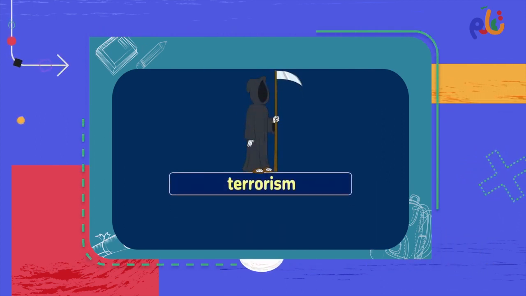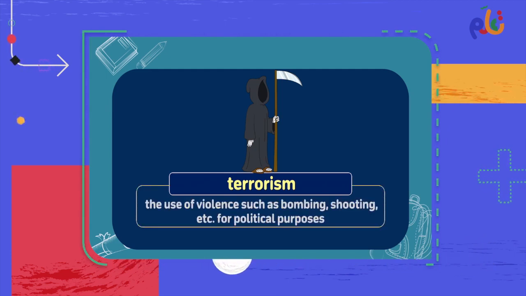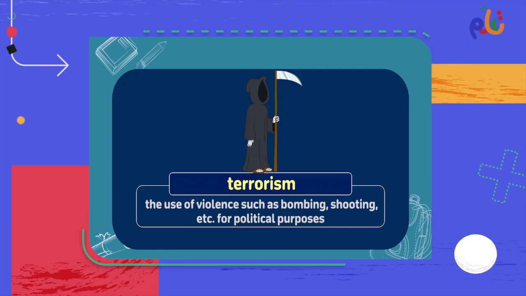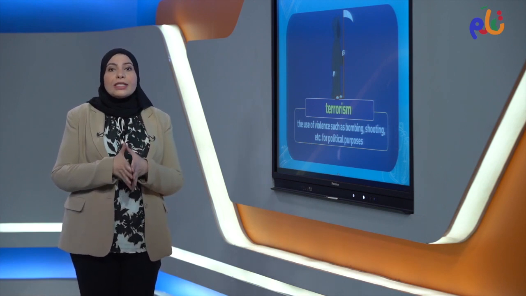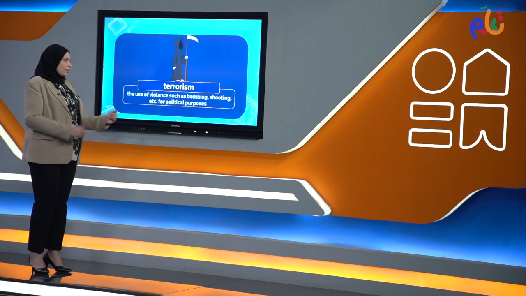And then we have terrorism. Terrorism is basically using violence to attack a group of people, like bombing, or attacking politicians. So it's called terrorism. So causing people to feel scared. So it's called terrorism.